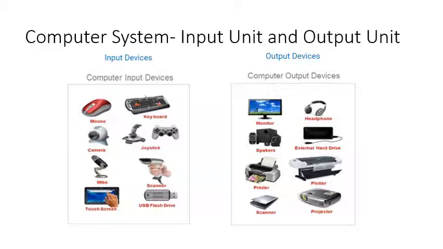Now let us discuss the computer system output unit. The main function of the output unit is to present to the users the data that is processed by the central processing unit as per the program instructions. The most commonly used output devices for any general purpose computer system include display monitor, speaker, and printer.